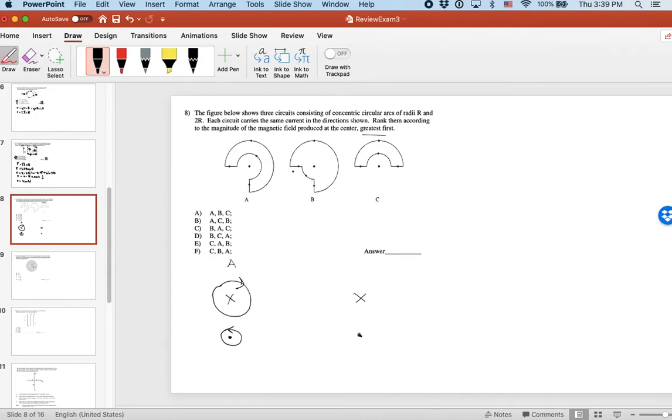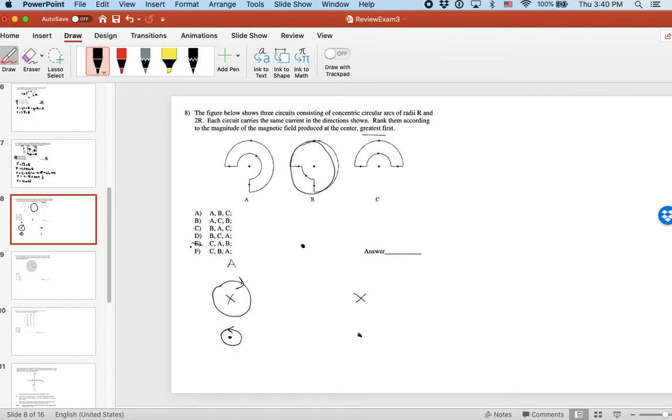But what about B? B is going around, but it doesn't have anything inside that's canceling it out. So I can think of it like it's the full circle. I'm not canceling anything out here, because I'm not coming back around on myself. I'm still going in the same direction around the circle. So I would say that B is going to give me the most magnetic field, magnetic field out of the page.